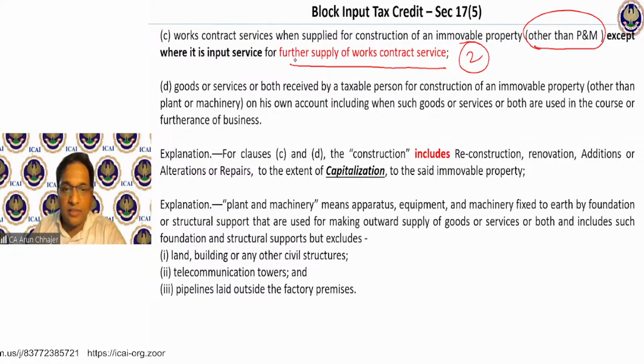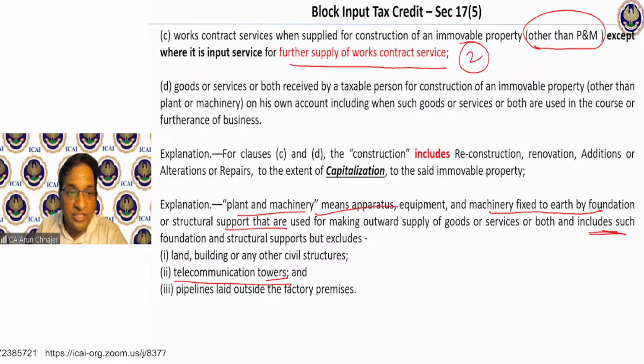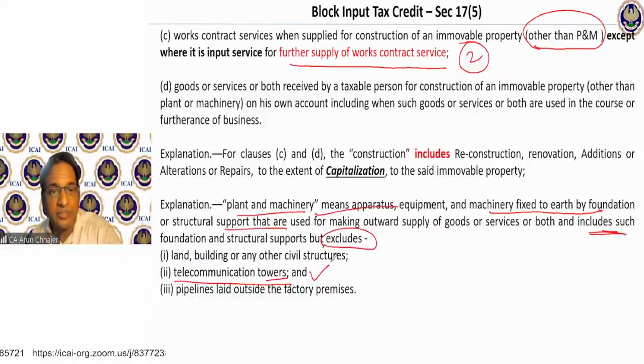The plant means apparatus, equipment, machinery fixed to the upper foundation, structural support that are used for making the outward supply. And please note, sometimes the question is being asked that the communication tower is being installed. Will it be plant and machinery? They are saying plant and machinery means etc. and include such foundation and structural support, but exclude.